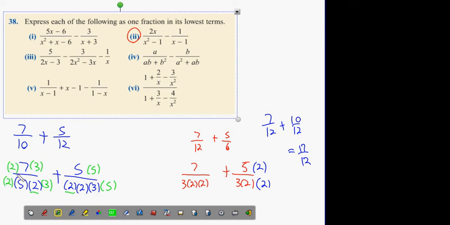Okay? If we did this the old school way, that would have been 42 over 60 plus 25 over 60. Is that correct? Does this turn out to be the same thing? 2 times 7? 14. 14 multiplied by 3? 42. 5 multiplied by 5? 25. Same thing, isn't it? Except it's just broken up differently.